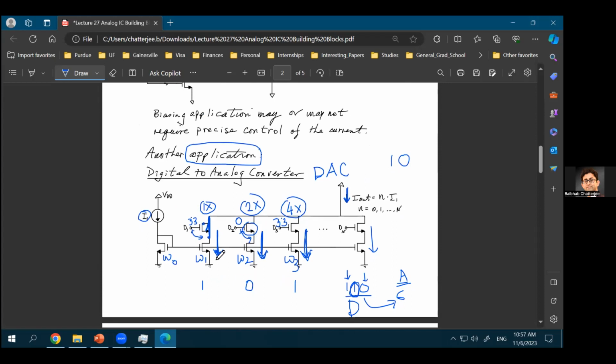So if this transistor has the same width as the W0 transistor, then there will be a 1x current flow here. And if this transistor has 4 times the width of the W0 transistor, the 4x amount of current will flow through this branch. More questions?